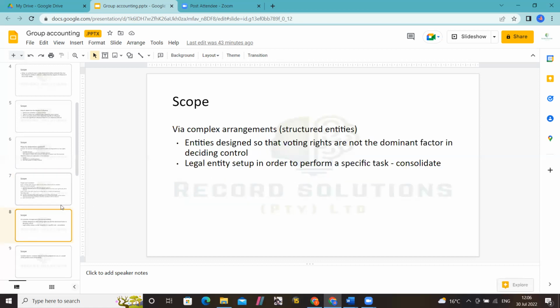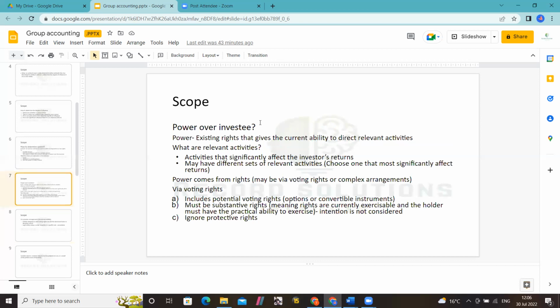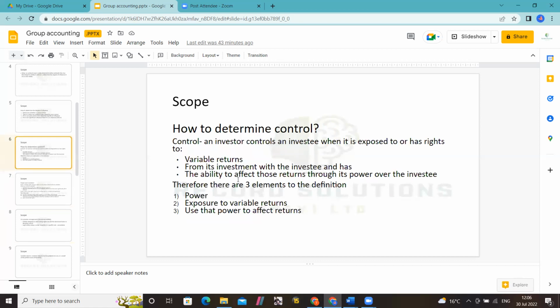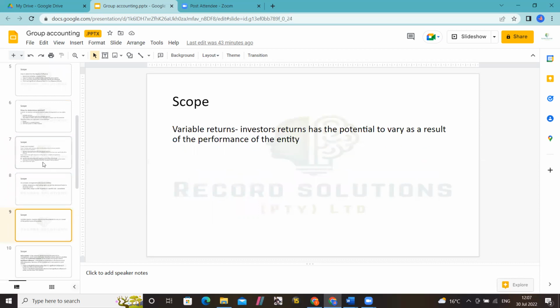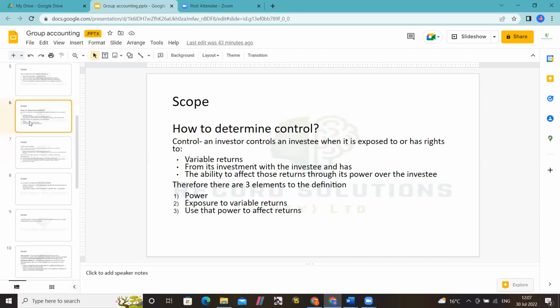All right. Okay. And then after you've determined the power, so now you are sure that you have power over the investee. Like I said here, how many elements are there? Three. So now you've determined power. The next thing is exposure. Now, these last three are nice, because once you determine this power, this is basically where the majority of the marks come from, right? Here it's just to close it up, right? So now that you have power, to what, right?